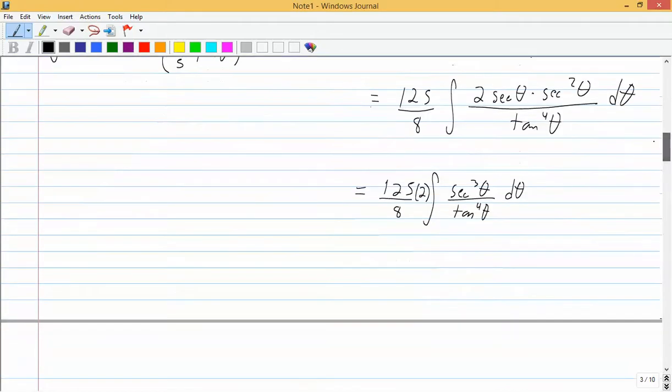So I'm going to change everything to sine and cosine. So I have 250/8 times the integral of secant, which is 1 over cosine, so that would be 1 over cosine cubed theta. Now, if you bring tangent to the numerator, it becomes cotangent. And cotangent is cosine over sine. And both of those will be to the 4th.